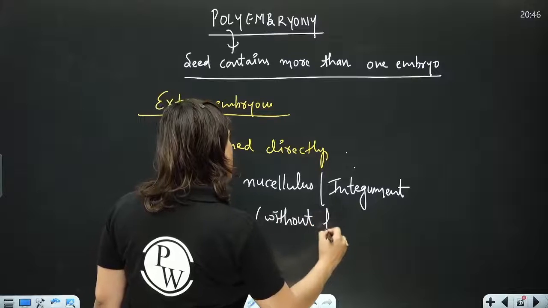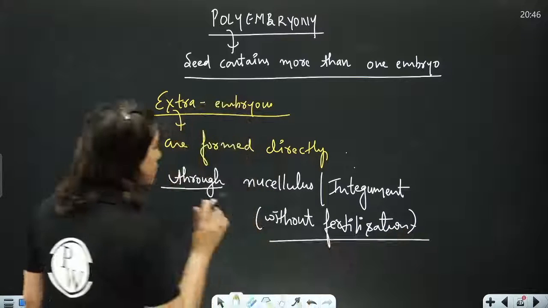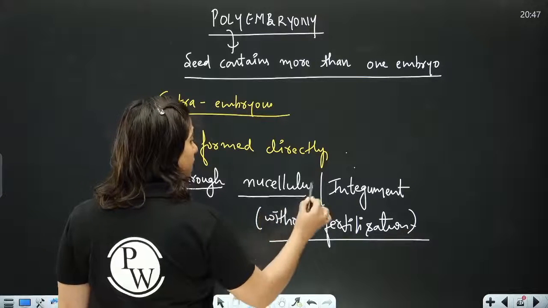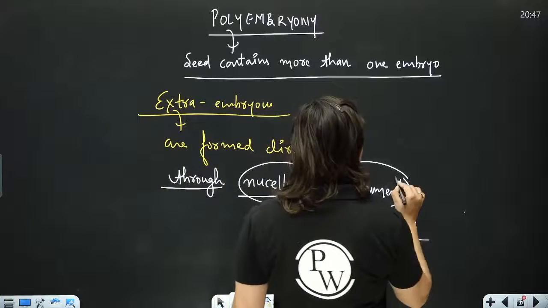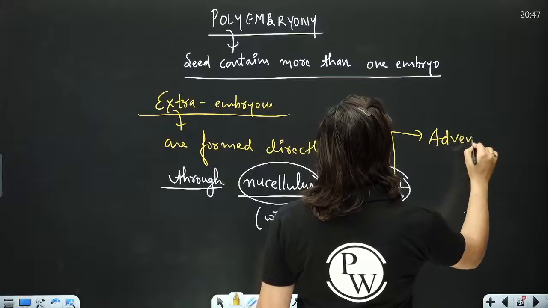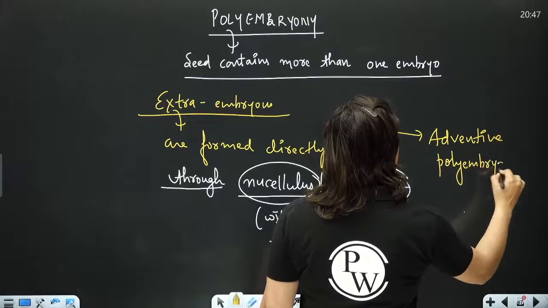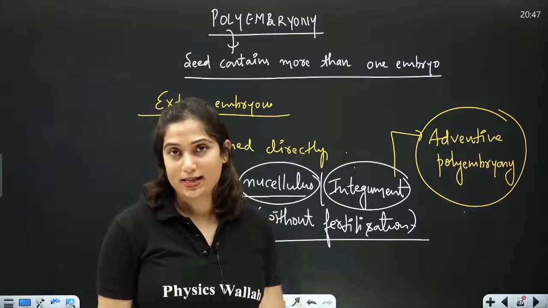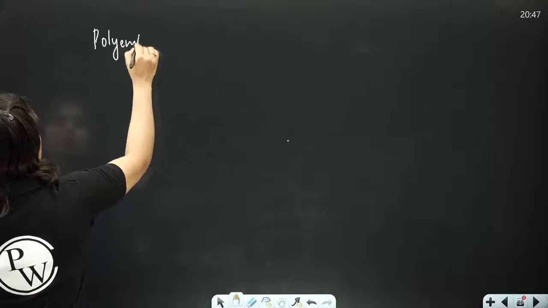So due to apomixis, polyembryony is seen in some plants where the embryo is formed without fertilization. The extra embryos are formed without fertilization directly from the cell of nucellus or directly from the cell of integument. And this kind of polyembryony is called adventive polyembryony. When the extra embryos are formed either by the nucellar cell or the cells of the integument, that is called adventive polyembryony. And this adventive polyembryony was first discovered by Anton von Leeuwenhoek.